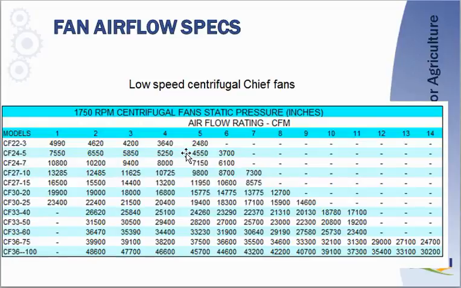So now I divide that by the number of bushels in the bin, let's say it's about 5,000, and I get my number of CFM per bushel. So this would be slightly under 1 CFM per bushel coming out of that fan, which would be quite suitable for natural air drying.